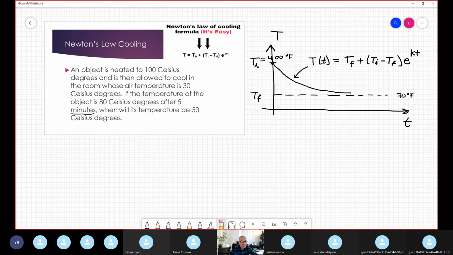In our specific example, we have an object heated to 100 degrees. So this is not 400, it's 100. In our example, it's 100, the initial. And it is allowed to cool in a room whose air temperature is 30. This is Celsius, not Fahrenheit. This is 100 degrees Celsius. This is 30 degrees Celsius.